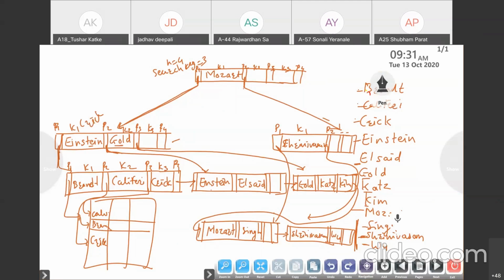The only rule is that whatever search key we insert for this pointer must be less than Mozart. Whatever search key is inserted for this pointer must be greater than or equal to Mozart. Whatever search keys for this pointer are greater than or equal to Einstein and less than Gold. Is it clear? See, one more example I am going to show you here.